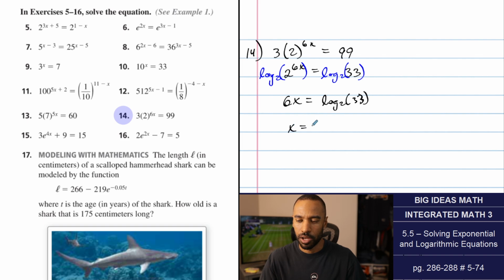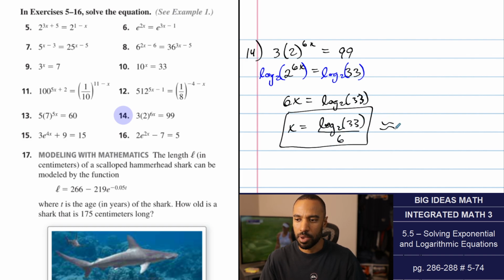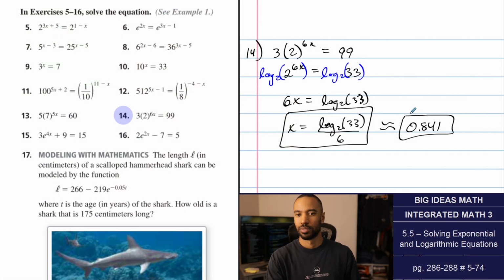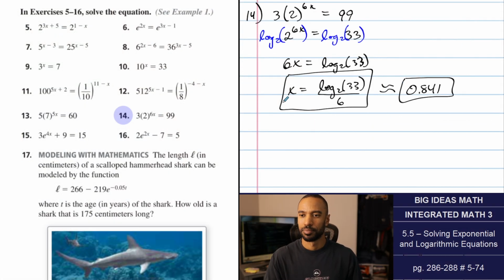Handwriting worsens as I go along. X equals log base 2 of 33 all over 6. So here's an exact answer. I'll just leave that as the exact. The approximation, I'll go back to the calculator and let's do log of 33 over log of 2 divided by 6. So the top part is log base 2 of 33. And then we're dividing by 6, and then we should get that result from there. So 0.841. Sure. Right? Sure. Okay.